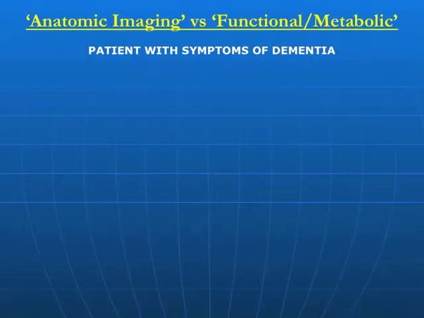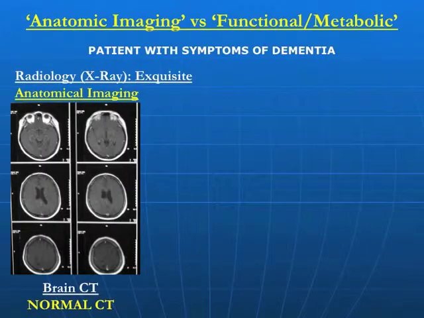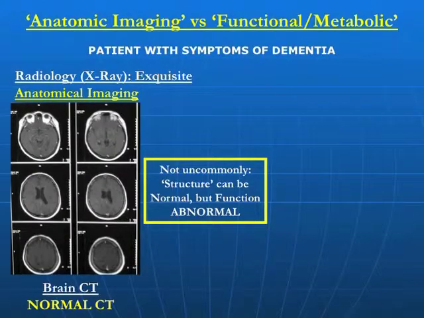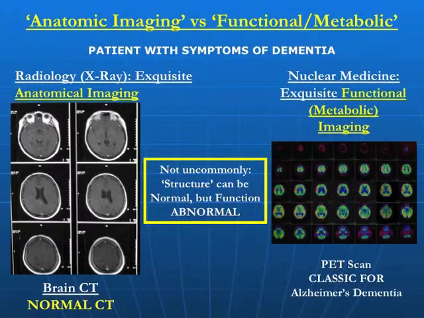But let's look at an example of anatomical versus functional or metabolic imaging, in the case of a patient who has symptoms of dementia. And here's an X-ray or CT exam of the brain, and this is an exquisite picture of anatomy in the brain. The eyes are in that top left corner, those little round things with the white at the back. That's actually the patient's eyes. That funny H-shaped thing is the ventricles, or fluid spaces in the brain you hear about. But the bottom line is this: although this patient has lots of symptoms of dementia, on this CT scan the anatomy is absolutely normal. However, it is not uncommon where structure or anatomy can be normal, but function very much abnormal.